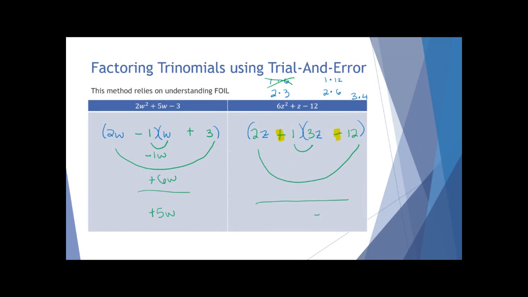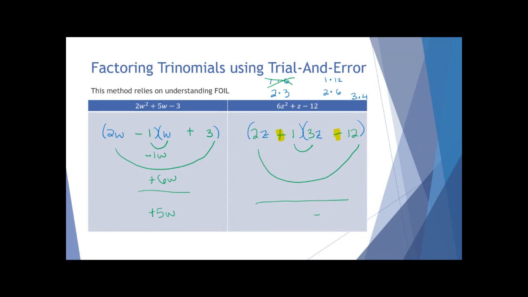You can see how this can get very tedious because there's a lot of combinations. There's 2 times 3, but then you gotta reverse the order. So there's 12 different possibilities here. So 1 times 3 is 3z. 2 times negative 12 is negative 24. 3 minus 24, that's going to give me a negative 21, so that's not correct.